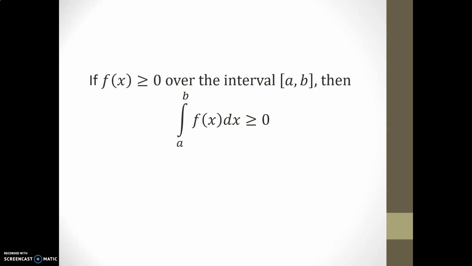The first property is concerning the sign of the integral. So if a function is non-negative over the interval a to b, then the definite integral from a to b will also be non-negative. This makes sense, since in the case of functions that are positive, or at least non-negative, then the integral calculates the area above the x-axis and below the function. So the outcome will be positive.